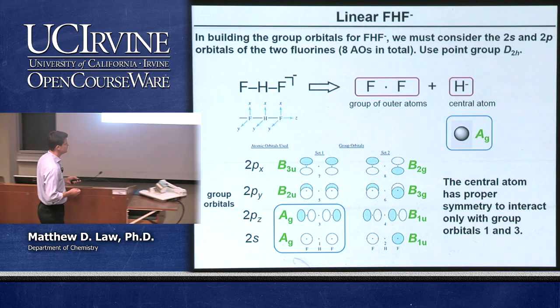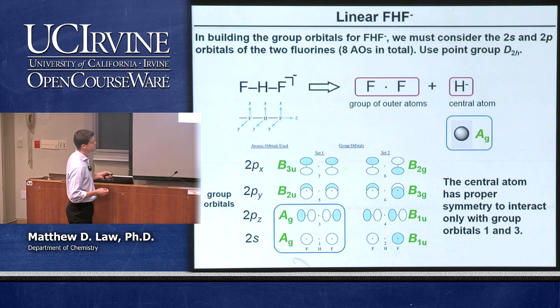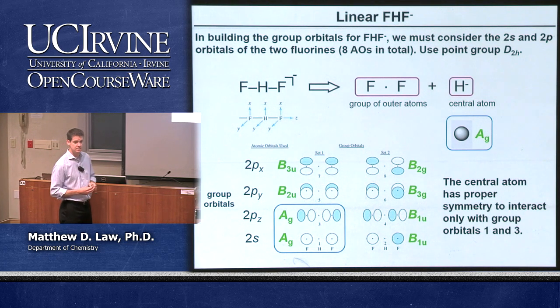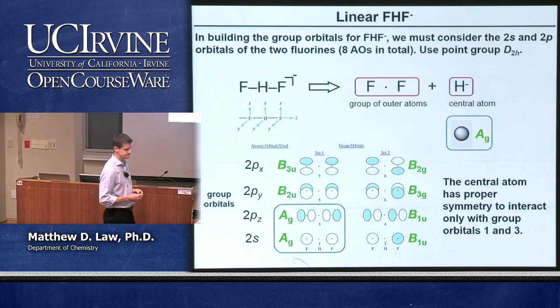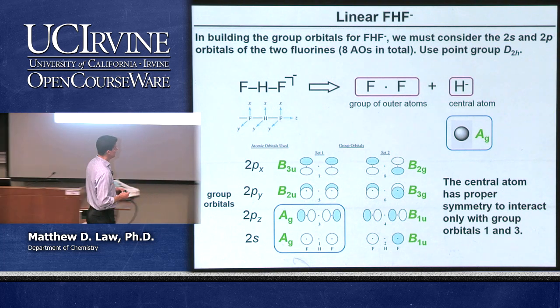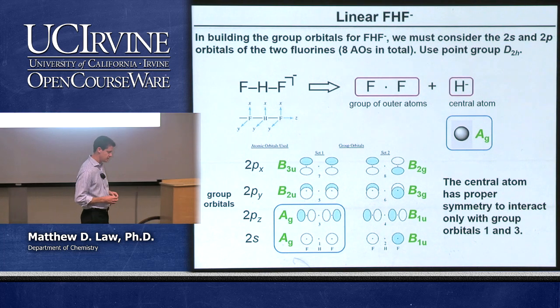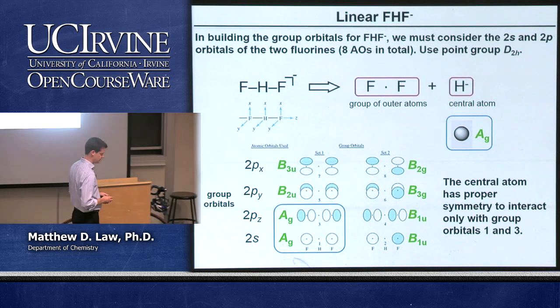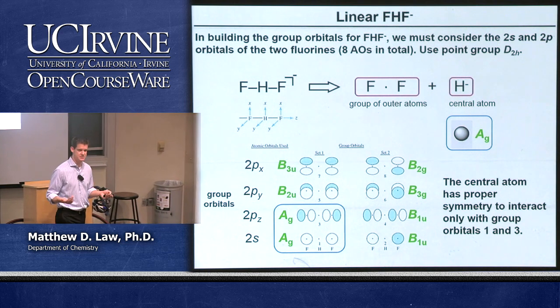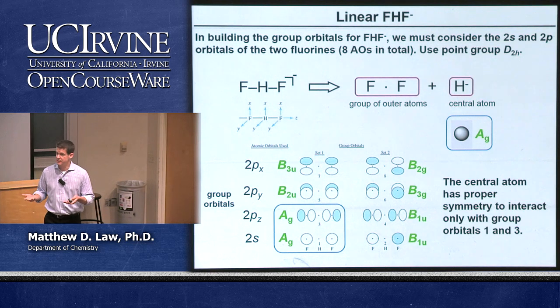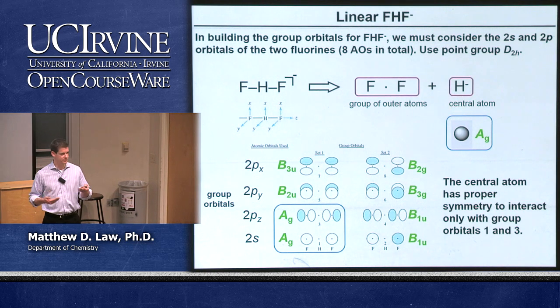So all of the other interactions should basically be non-bonding combinations. Okay? And by symmetry alone, we expect an interaction between group orbital 1 and group orbital 3. The question we always have to ask ourselves is: symmetry allowed, yes, but what about energetically favorable? Right? Are the energies similar enough to actually expect significant interactions?